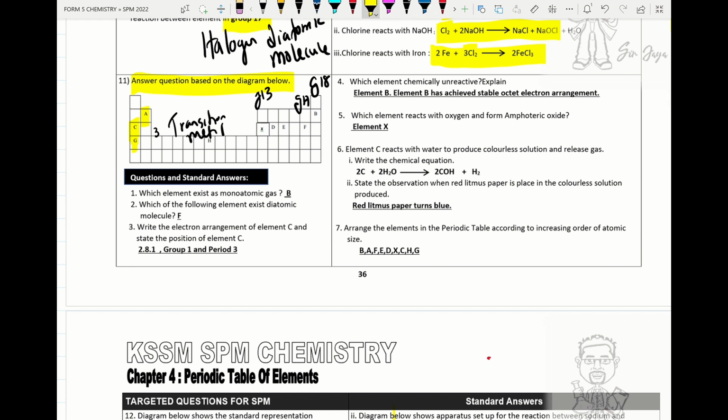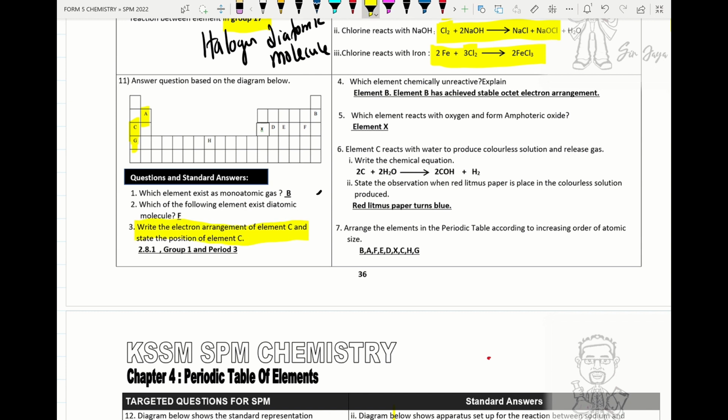So we try to check the first question: which element exists as monoatomic gas? Please choose the element from group 18, which is B. Next, which element exists as diatomic molecule? Please choose the element from group 17, which is F. All right, I go for question number 3.